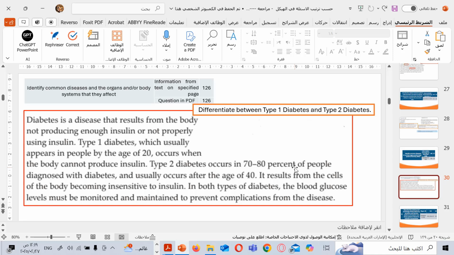Type 2 is 70 or 80% of people diagnosed with diabetes, and usually occurs after 40, not 70. This is a percentage. It results from the cells of the body becoming insensitive, meaning they do not have a sense to insulin. Okay, now we know the difference between the two types. Let's go to the next question.